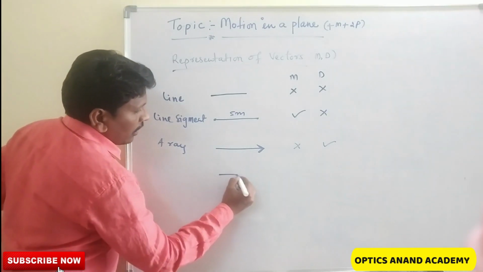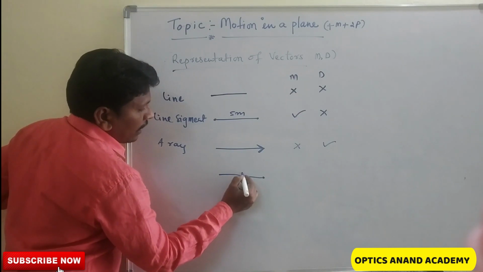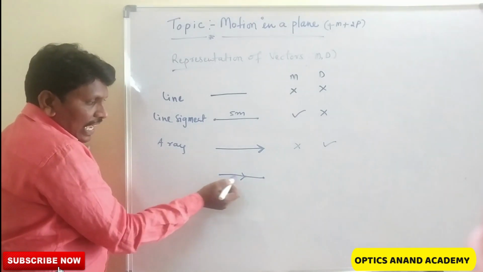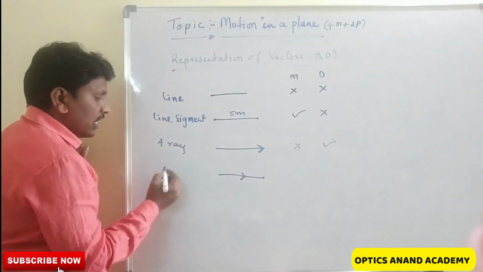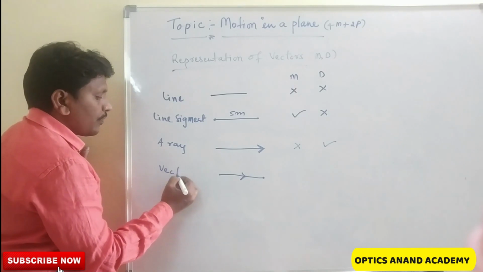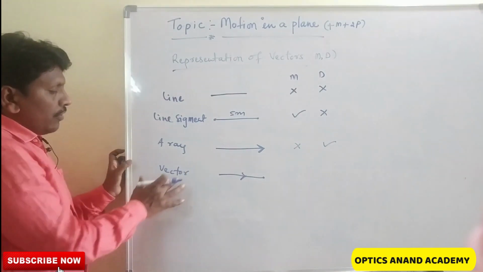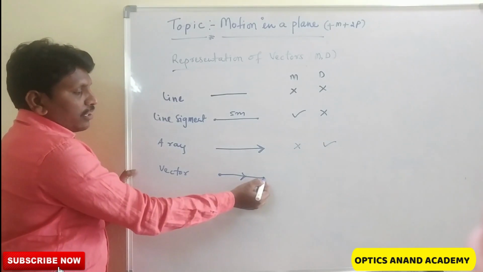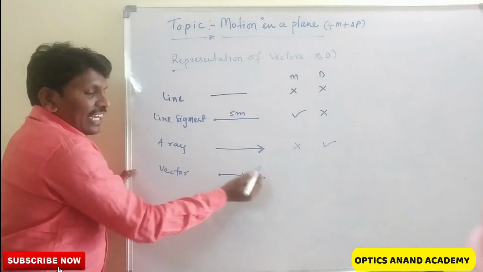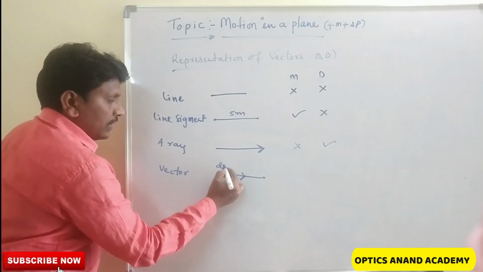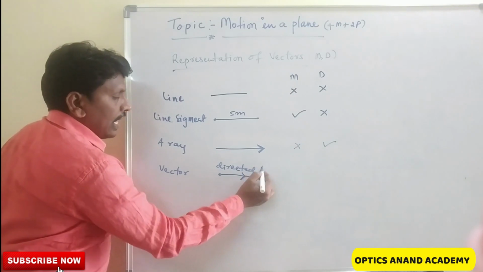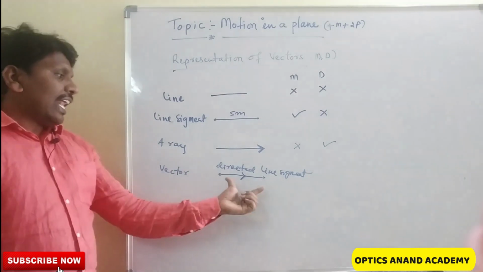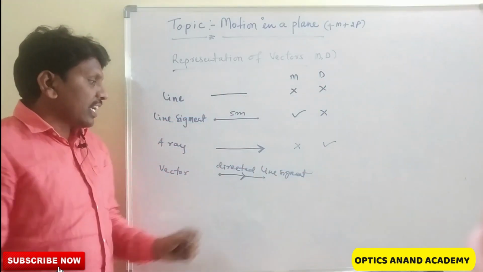Next, let's see. I am taking a line segment and I am taking a ray property. A line segment having a particular direction is known as a vector. Vector is nothing but a directed line segment. This is a directed line segment.